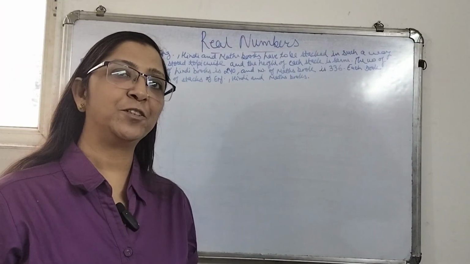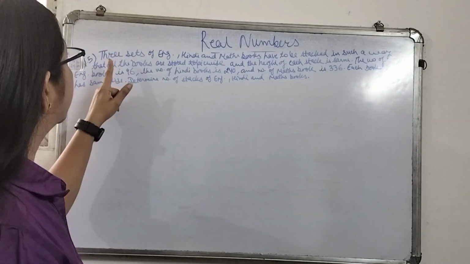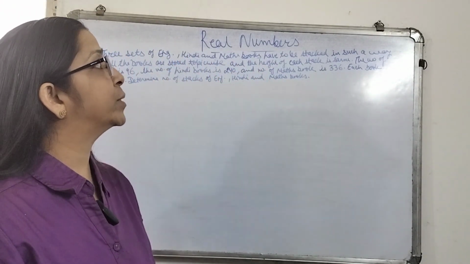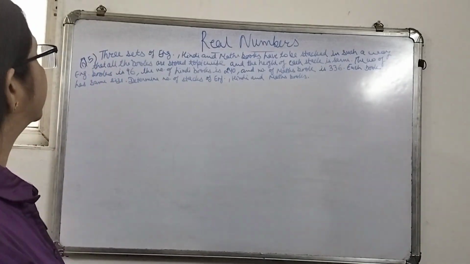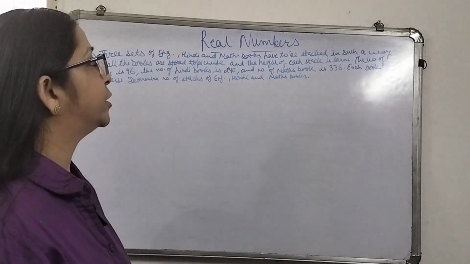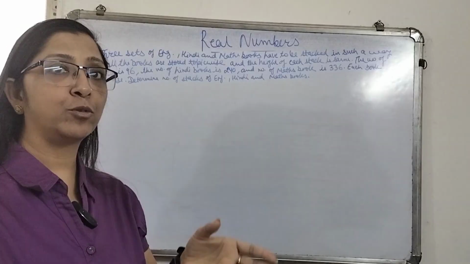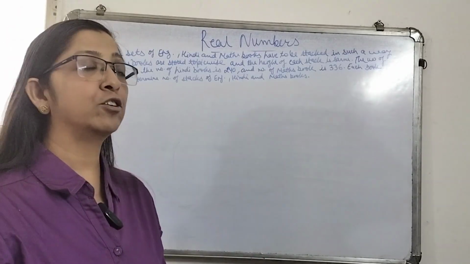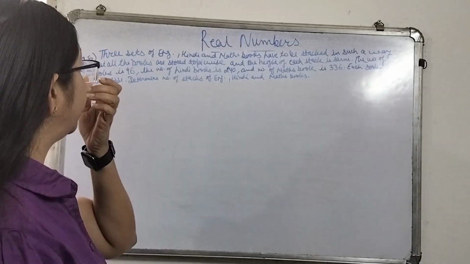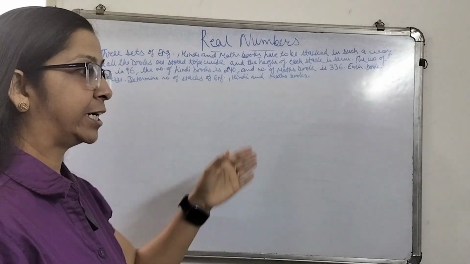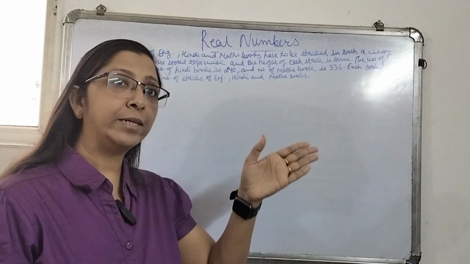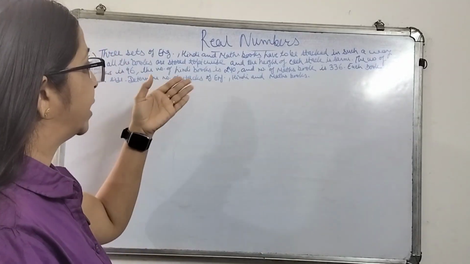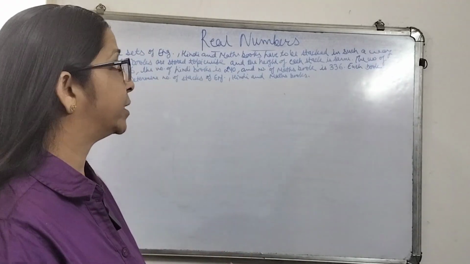Now let's see another word problem. 3 sets of English, Hindi and Maths books have to be stacked in such a way that all the books are stored topic wise. That means 3 types of books are there, 3 subjects: one is English, one is Hindi and one is Maths. They have to be arranged topic wise. That means in one stack only one subject's books will be there. We won't be mixing 2 subjects' books together.